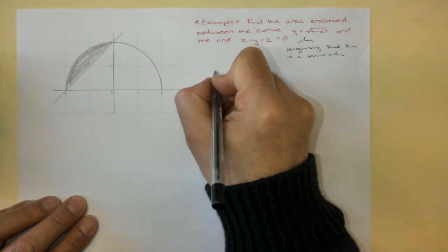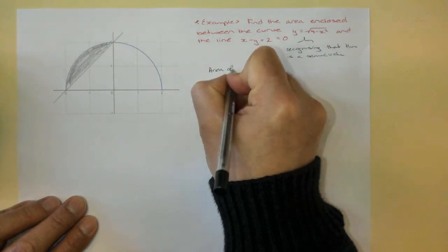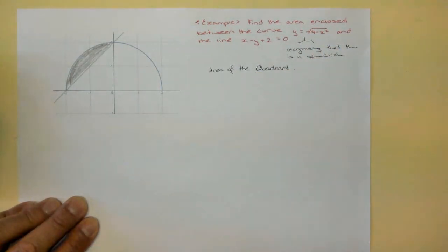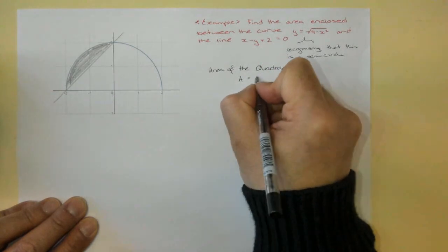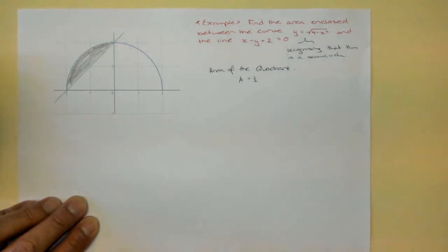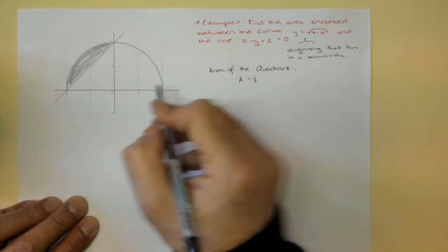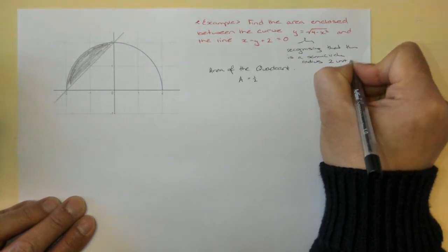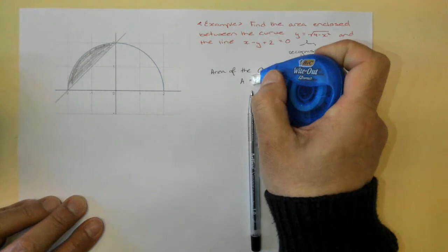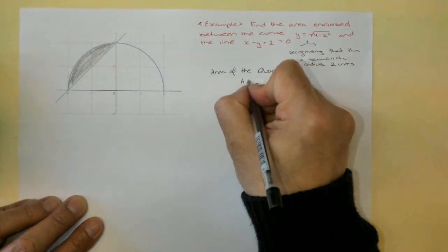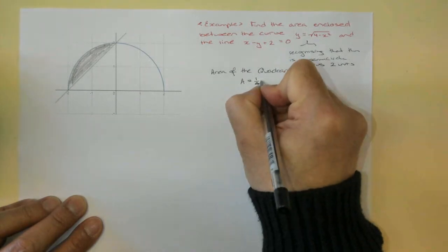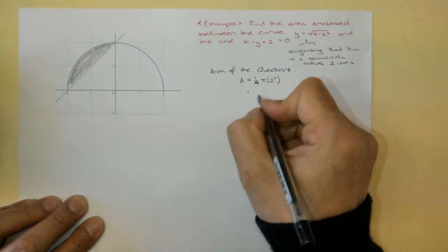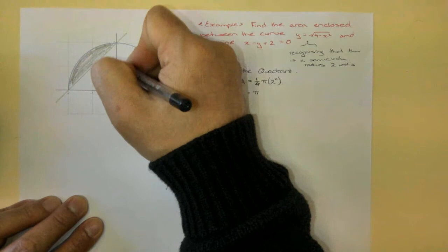So the area of the quadrant, the radius is 2 units. So we want a quarter of pi r squared, which is a quarter of pi times 2 squared. So it's just pi. Okay, so the area of this whole quadrant is pi.